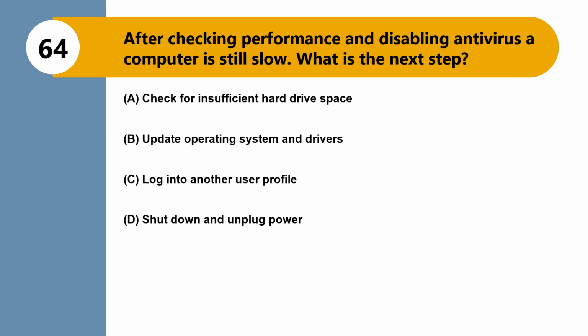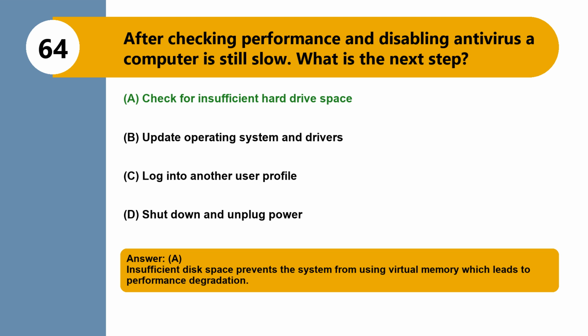Question 64. After checking performance and disabling antivirus, a computer is still slow. What is the next step? Option A, check for insufficient hard drive space. Option B, update operating system and drivers. Option C, log into another user profile. Option D, shut down and unplug power. The correct answer is option A, check for insufficient hard drive space. Insufficient disk space prevents the system from using virtual memory, which leads to performance degradation.